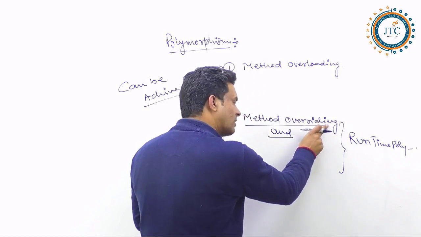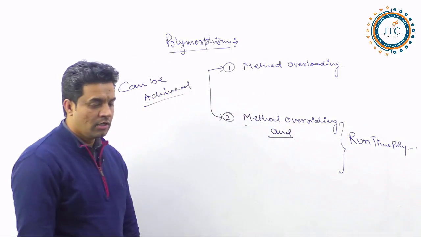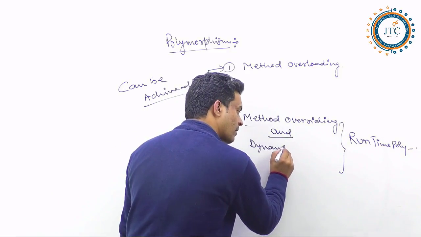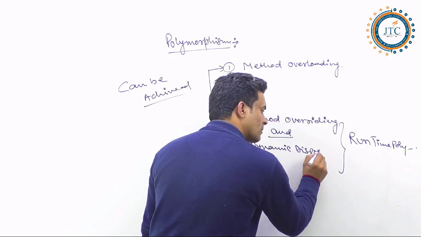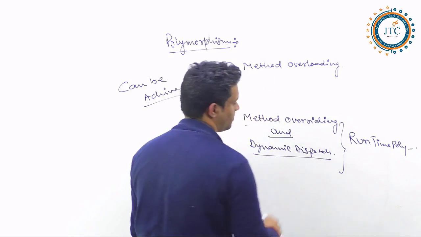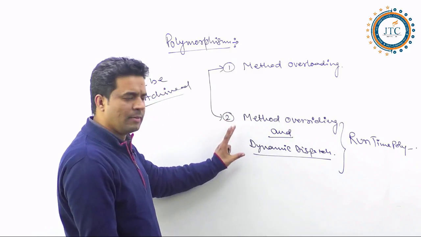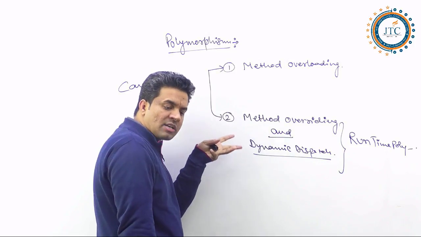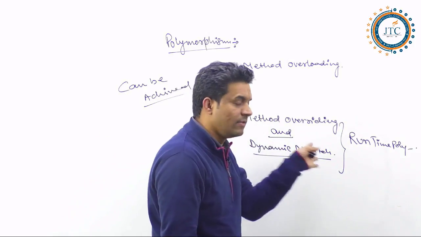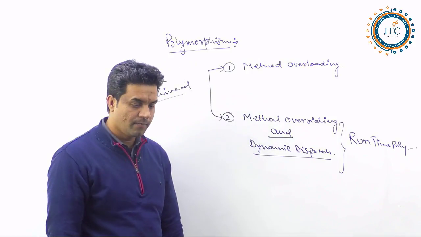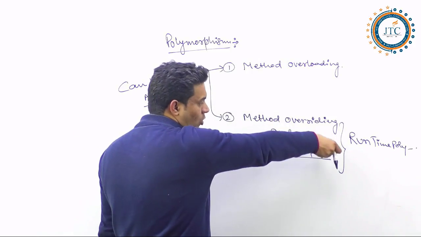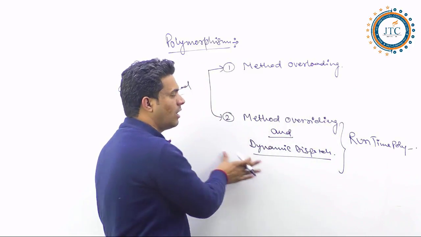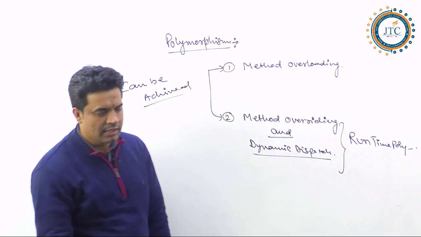Method overriding, definitely you have to do. But associated with this, you are going to write dynamic dispatch also. Method overriding plus dynamic dispatch. You need to adopt both, and only then will you be able to achieve runtime polymorphism, right? How we are doing this, all these things we will discuss again in the later classes.